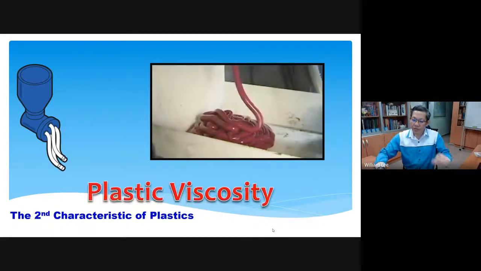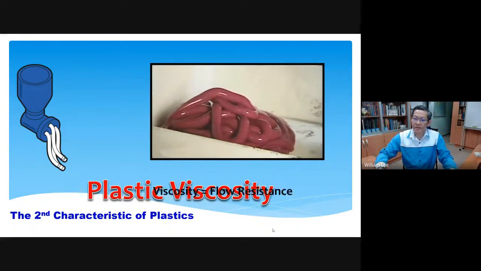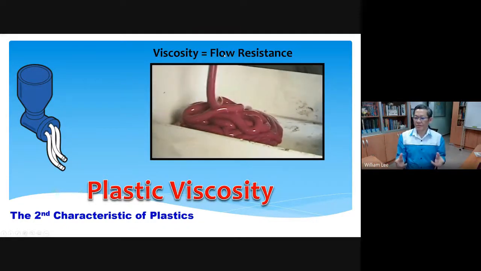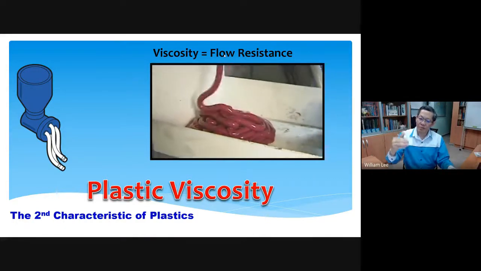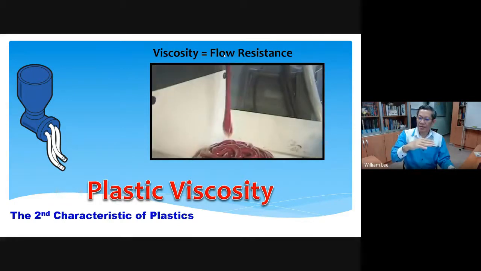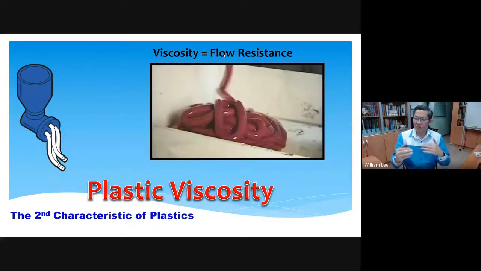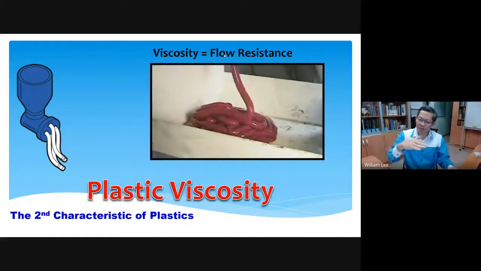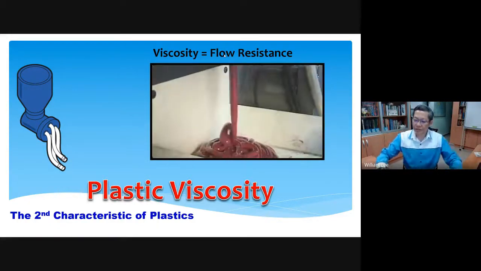And the second one is plastic viscosity. What is plastic viscosity? Viscosity means flow resistance, right? So if viscosity is high, it means resistance is high, and therefore they will flow slower. If viscosity is low, they can flow faster, right? Flowing faster or slower is very important because it's a matter of how the plastic fills in and packs, because this involves the flow of the plastic here, right?